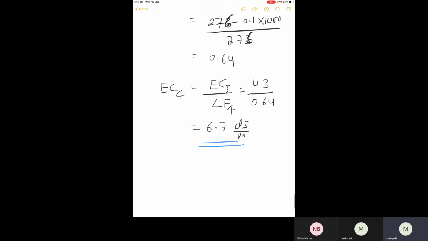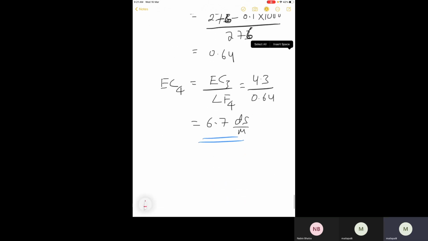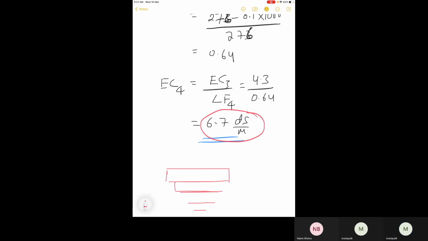The last layer, this is the last layer. If you see, that's 6.7 deci per meter. So it's a match. Okay. So what is the average? So that means you have one layer here, second layer, third layer, fourth layer. Right, so these are the soil layers.